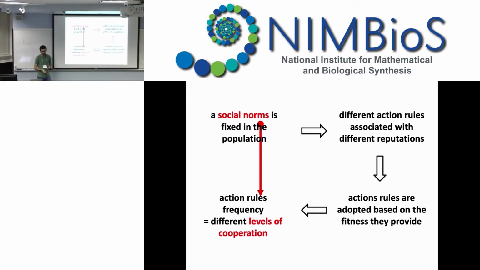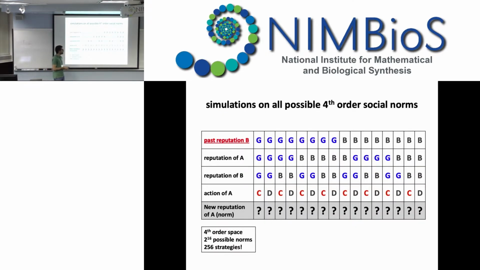as we wanted. So what we did was to simulate the dynamics of strategy adoption under every possible fourth order norm. So again, the fourth order norms are those that can include the past reputation of the receiver, the reputation of the donor, the current reputation of the receiver, and the action of the donor. So here we are representing these norms in this tabular form. So the norm is an assignment of reputation to every possible situation.